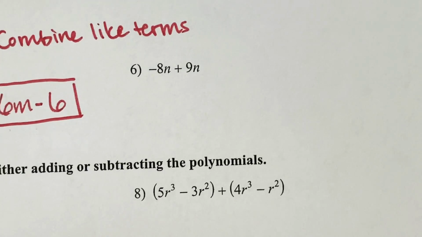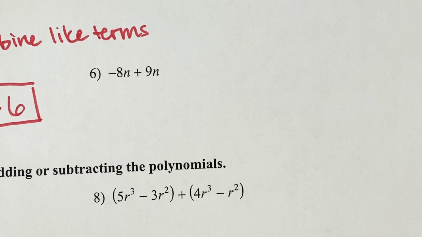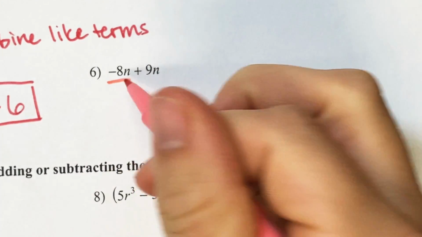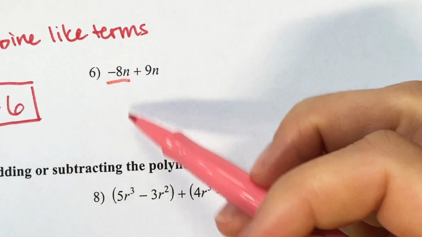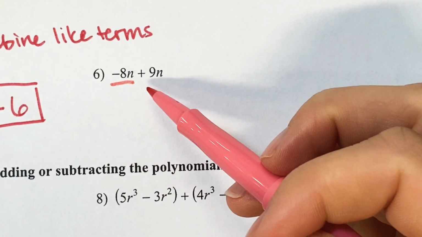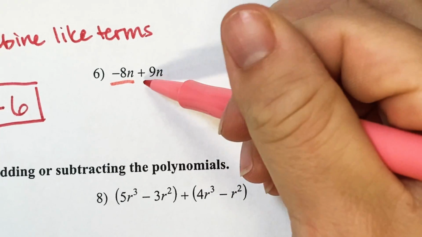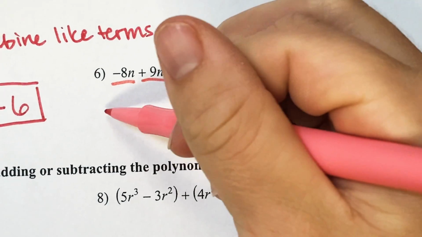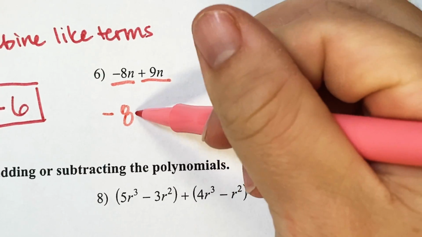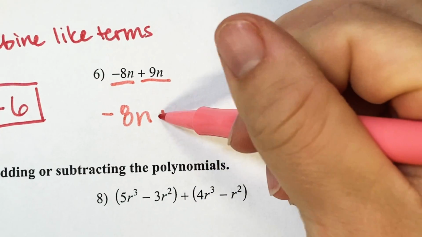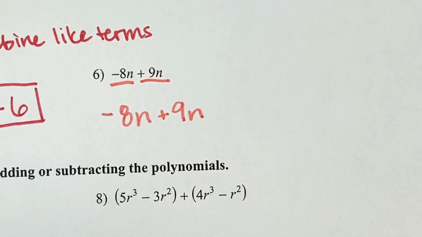Okay, let's look at number 6. Again, we're combining like terms. So this one, it only has 2 terms, right? So I have a negative 8n to the first power, so I need an n to the first power. This 9n also has an n to the first power. So these are both like terms. This is going to make it really easy. So I have negative 8n's, and then I'm adding 9n's.